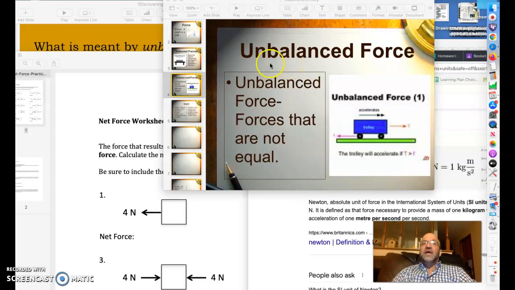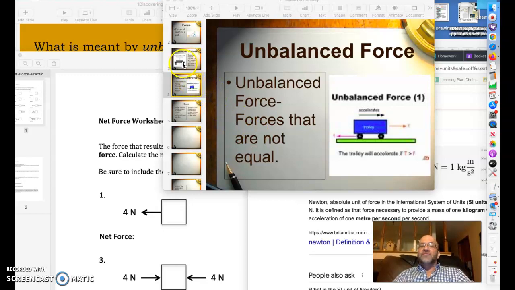So here we have an unbalanced force, which is if you push on something, whatever it is, it's going to make that object move if you have enough force. So an unbalanced force is forces that are not equal. So if you kick a soccer ball, if you throw a ball, it's unbalanced. Your force is greater than any force that's acting upon that object.